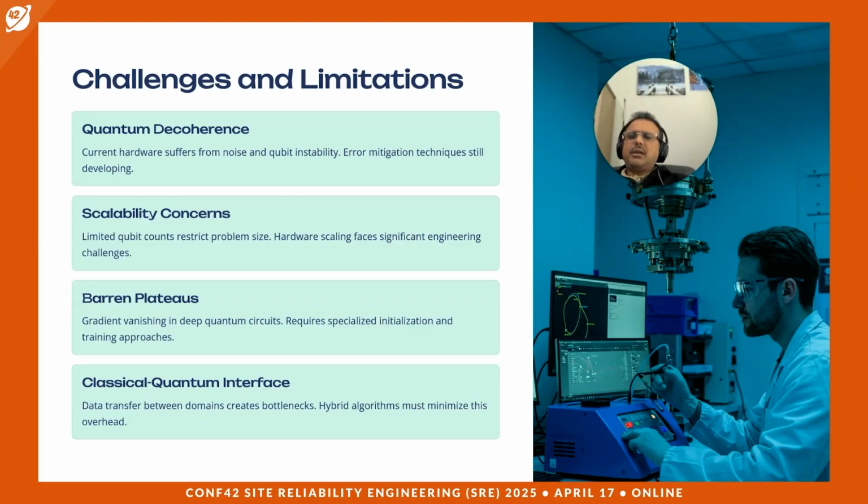Basically, when the quantum circuit becomes deeper and deeper, the gradient vanishes. So that is a problem, and it is one that is studied deeply: barren plateaus. And the classical-quantum interface, the data transfer between our classical systems and quantum, creates bottlenecks, and hybrid algorithms must minimize this overhead.